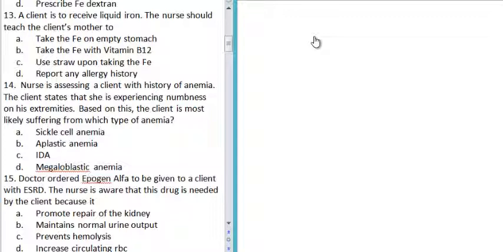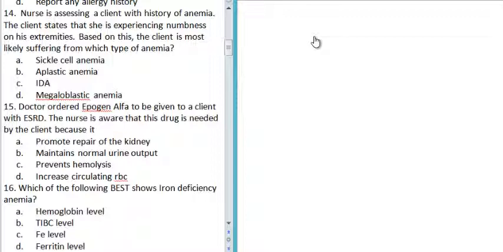Number 13, a client is to receive liquid iron. The nurse should teach the client's mother: A, to take iron on an empty stomach. B, take iron with vitamin B12. C, to use a straw. Or D, report allergy. We will report allergy if the iron is in IV form. So eliminate D. Answer letter C. Why? This is to prevent staining of the teeth. The answer is letter C. Next.